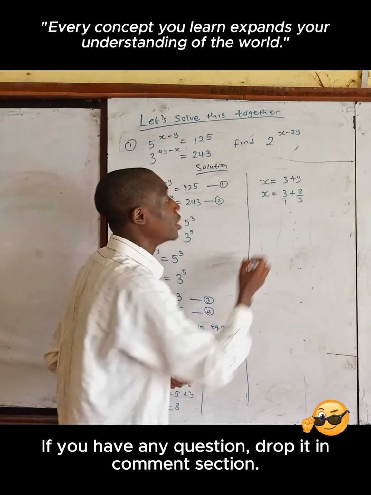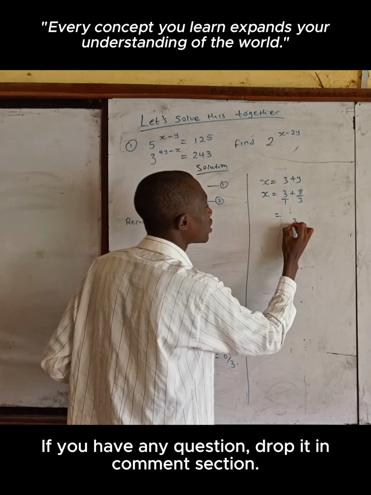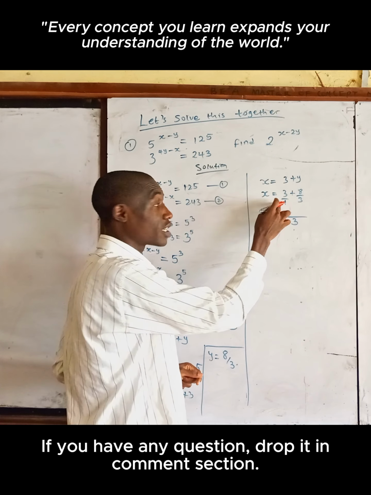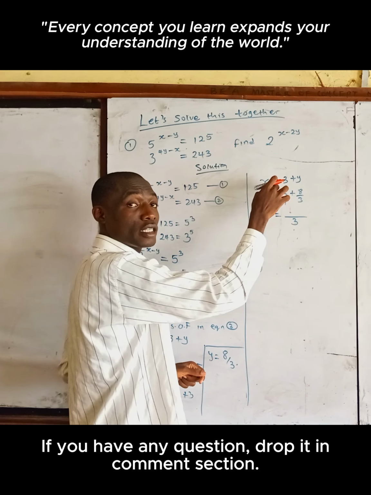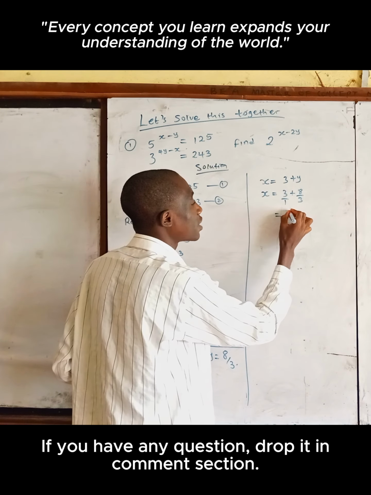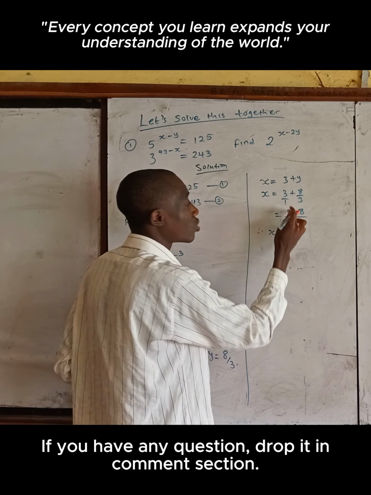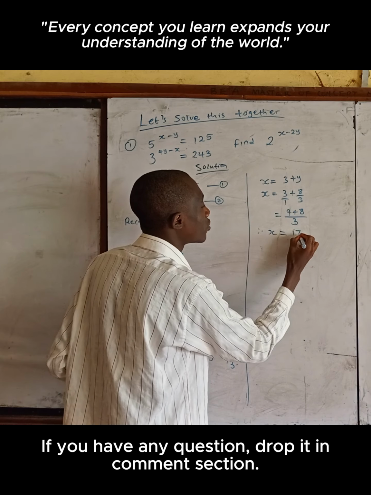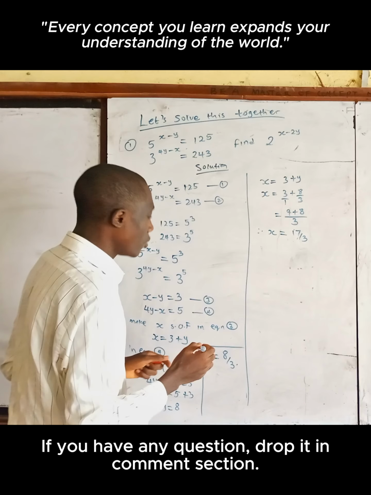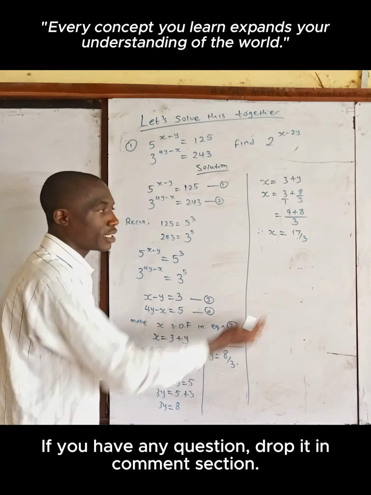This divided by 1. What is your LCM? Your LCM is 3. 3 divided by 1 is going to give you 3. Then you now use that 3 to multiply the numerator at the top. That is 3 times 3, that is 9 plus 8. So therefore our x is equals to what? 9 plus 8, that is 17 divided by 3. The moment we have arrived there, this is our y, this is our x.